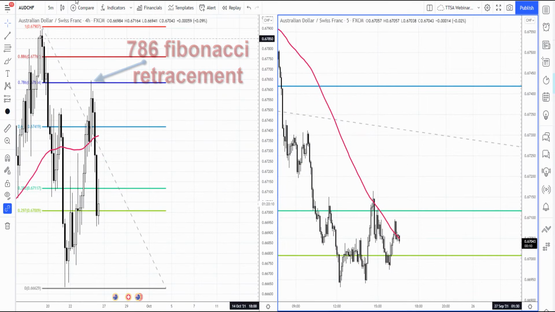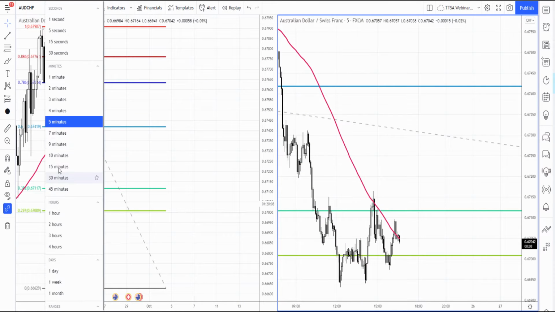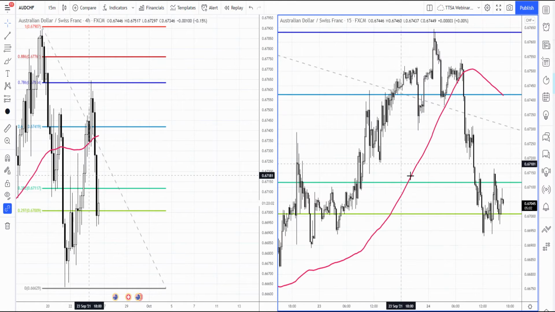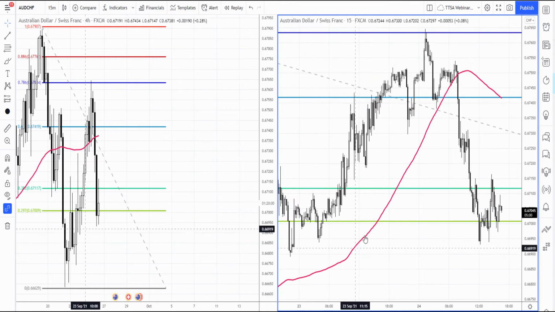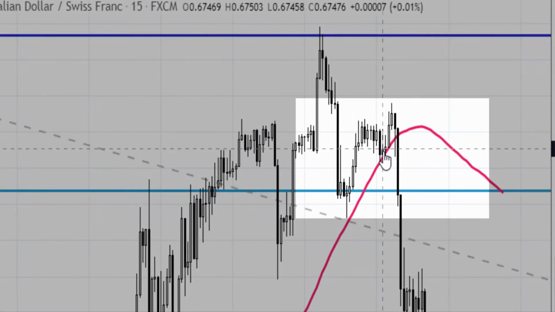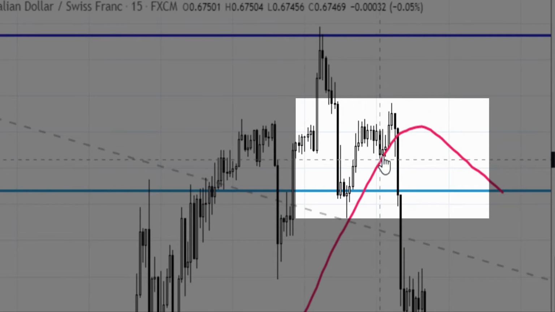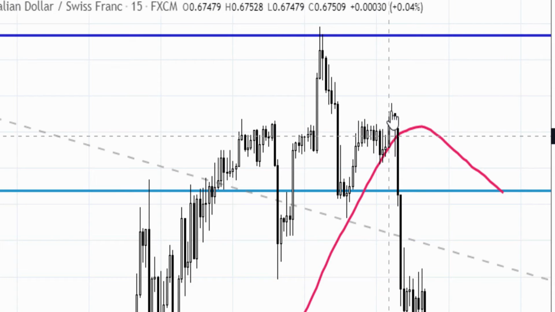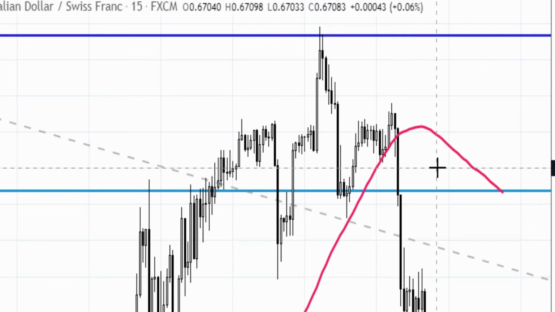So then we look at the 15-minute, and you can see that's where that 786 is. Notice how the regression line here, we had price bouncing off it and then started to hit it and go smoothly alongside it before breaking down. Almost like it's testing the waters and trying to penetrate it, and then boom, there's that breakdown.